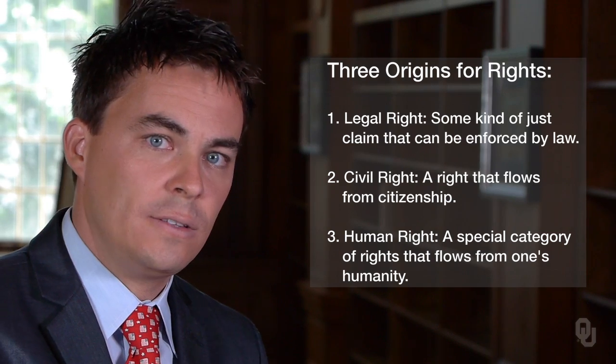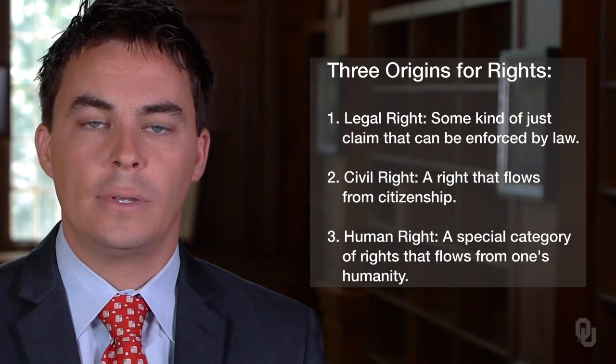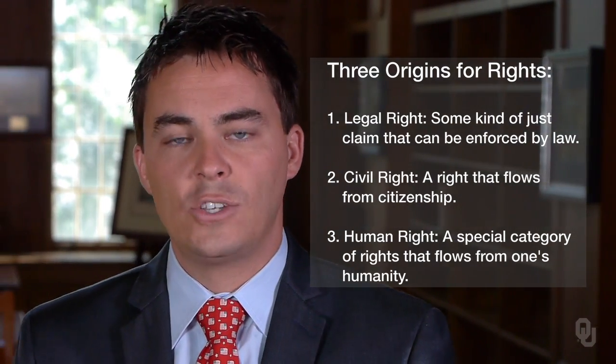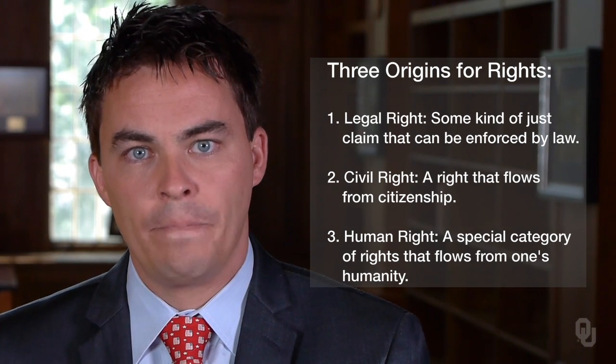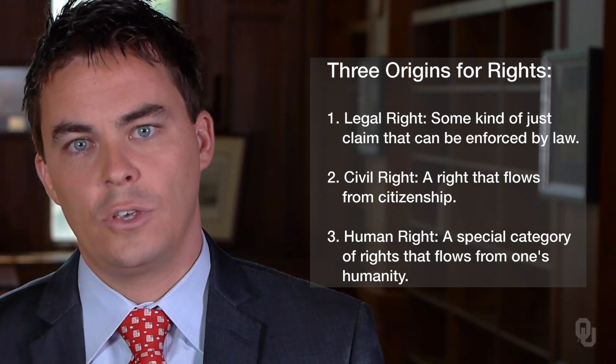Legal rights are rights that are specified at law. Civil rights are rights that flow from citizenship. Human rights are this special category of rights that flow simply from the virtue of one's humanity. Human rights have a very particular and a very powerful charge in our own political discourse. To say that something is a human right implies that it's fundamental, that it's something someone has simply by virtue of being human. Do these different kinds of rights exist in Roman law?